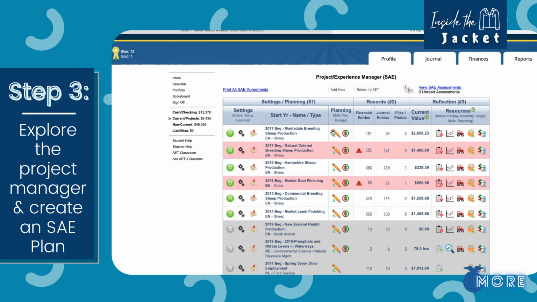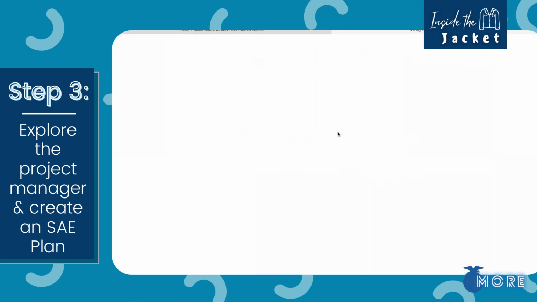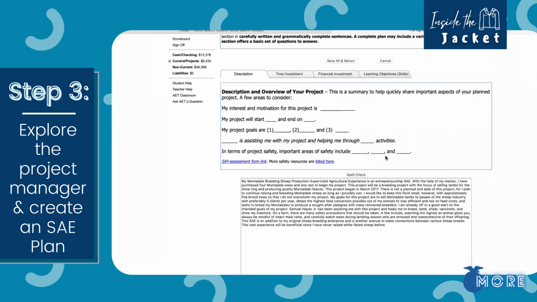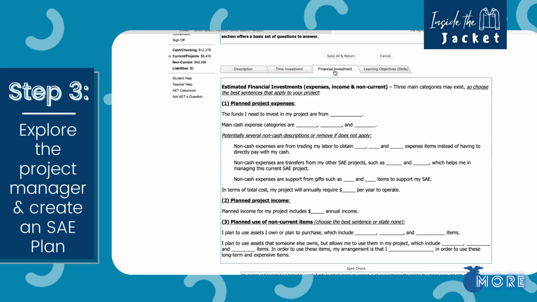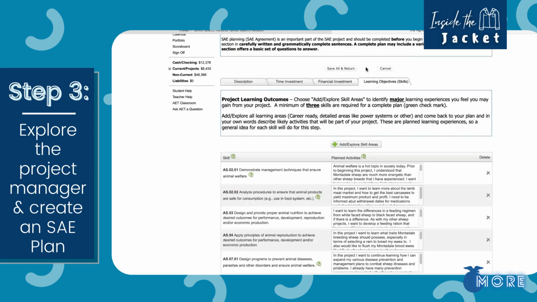The pencil icon that we see is our SAE plan, and that is important to fill out because it goes to a lot of our award or degree applications, where basically we give descriptions, the amount of time that we're going to spend, the amount of money we're going to spend, as well as some things that we hope to learn or have already learned through that supervised agriculture experience.